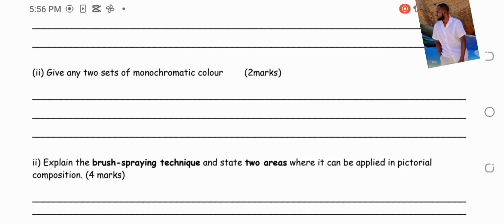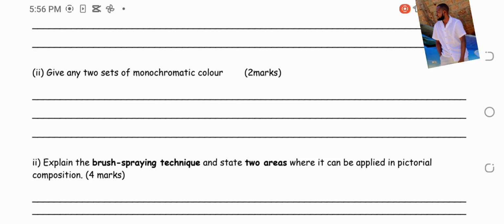We have light blue, blue, and dark blue. That is one. Then another set is light green, green, and dark green. You see, we have the main one, which is blue. Another one is green, but we have light blue and dark blue, then blue itself there in the middle. Then we have light green and dark green, then green in the middle.